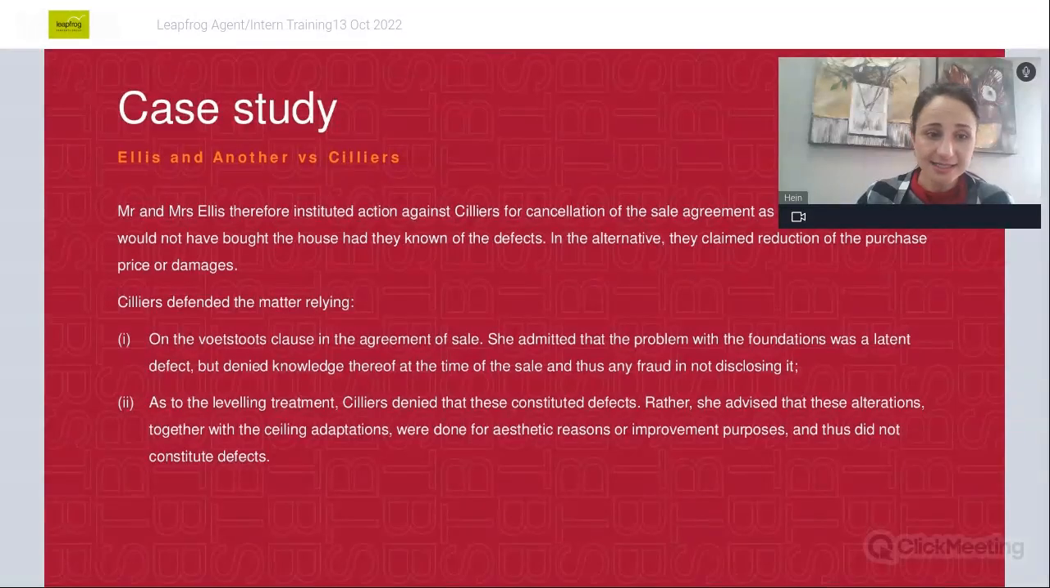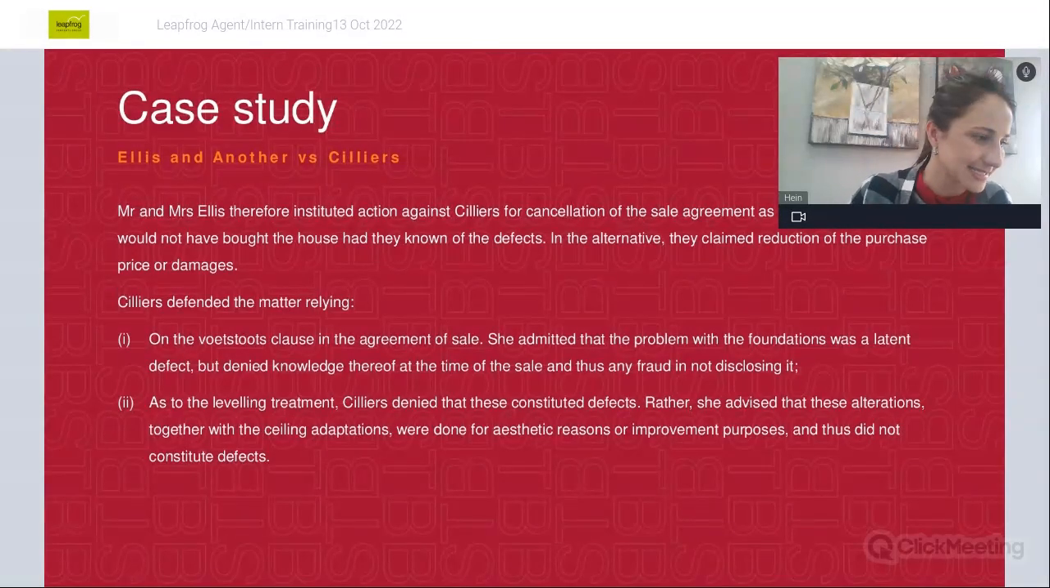What did the buyers say? Look, I wouldn't have bought if I knew. If you told me that this is what you did to stabilize the poles, if you told me this is what you did to level out the floor, this would have affected my decision to buy, or I would have paid less. I would have made a lesser offer.